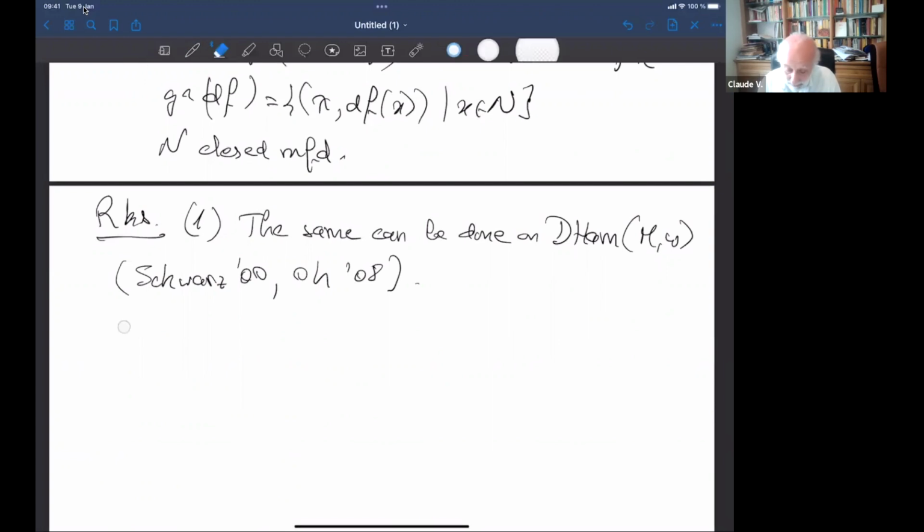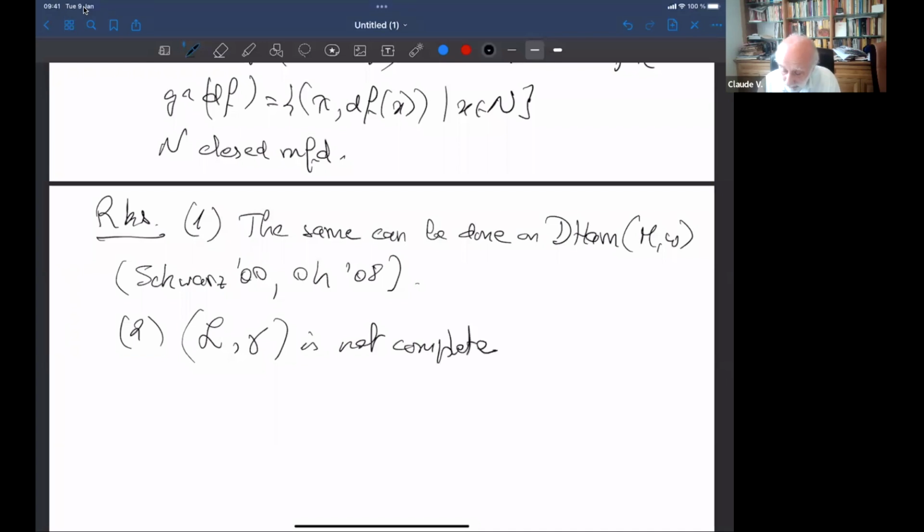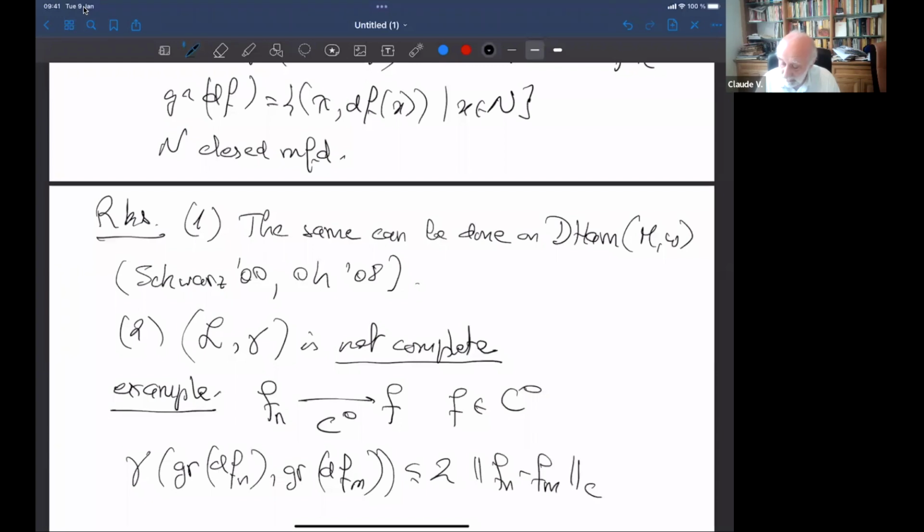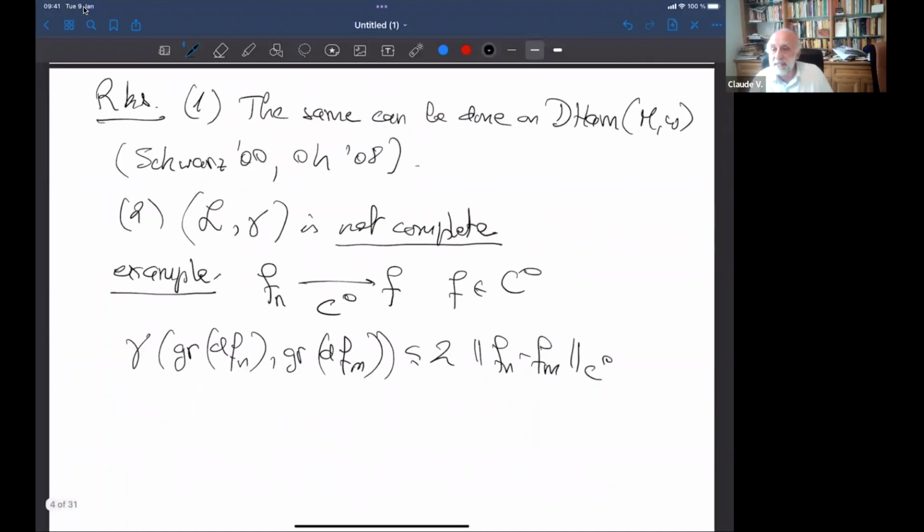Okay. And the second remark is that L gamma, so L is one of the above, is not complete. That will be the starting point somehow. Here it's not a complete metric space. Well, for example, if you look at a sequence Fn which C0 converges to F, where F is only C0, then the distance for gamma of the graph of dFn, graph of dFm, of course is bounded by twice the C0 norm of Fn minus Fm. So the graph of dFn will be a Cauchy sequence for gamma, but it does not converge because it should converge to the graph of dF, and the graph of dF, if F is only C0, is not defined.